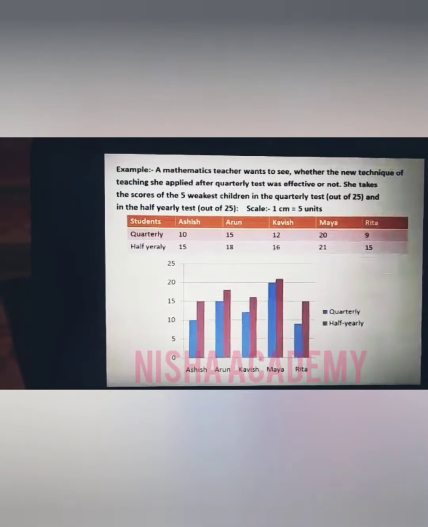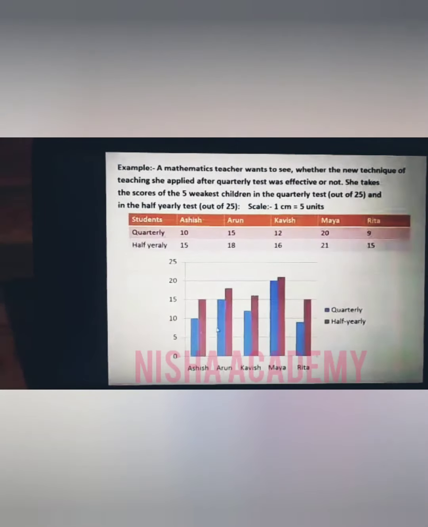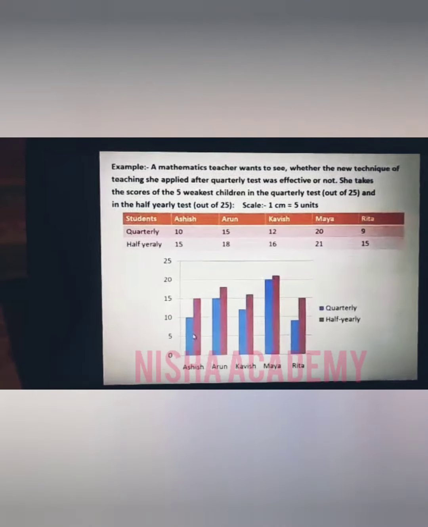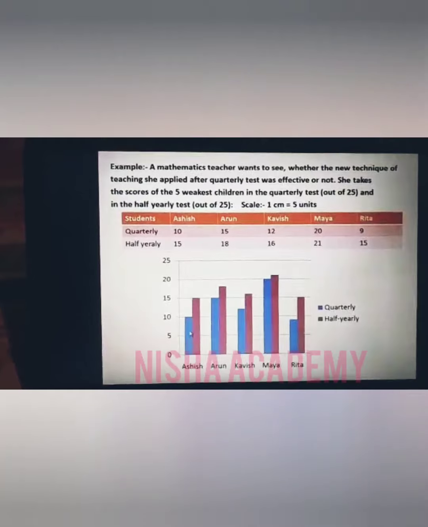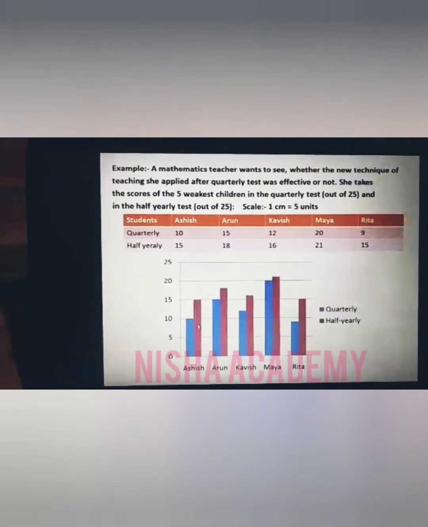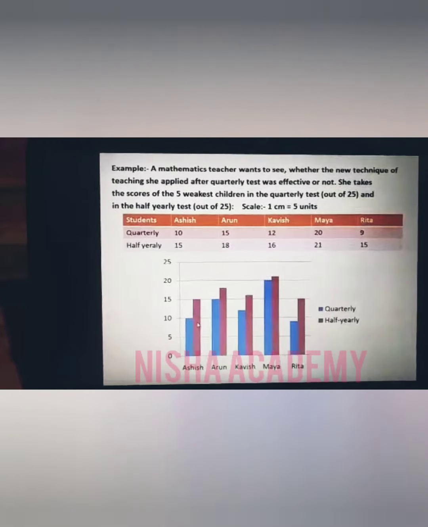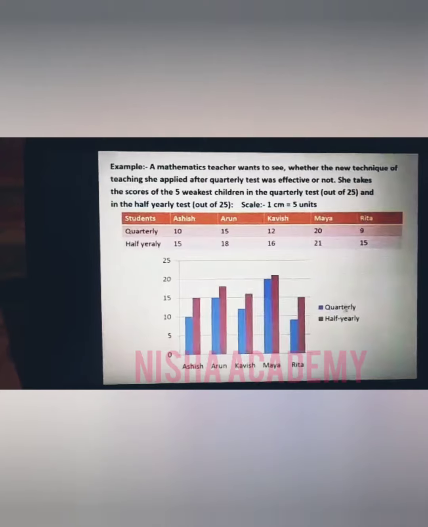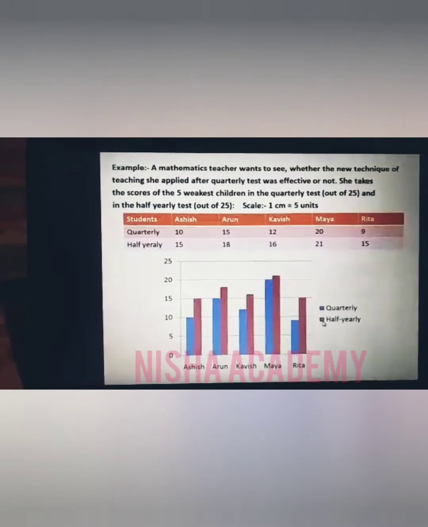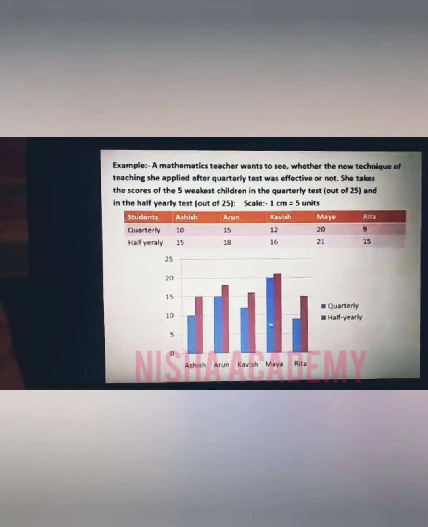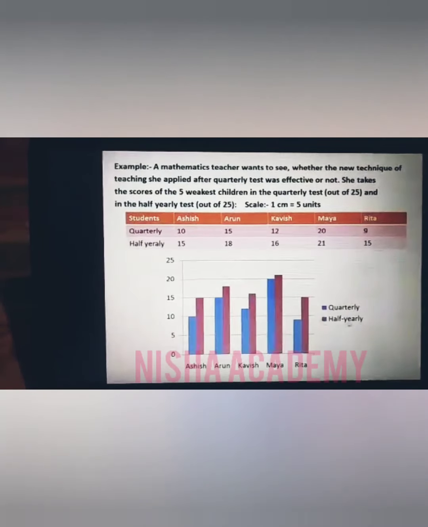Then Arun, Kavish, this way. But you have to differentiate them. Here it is represented by 2 colors. Now you cannot color it, so you can take any design in the graph. One you can keep simple, another you have to draw a design which will make it clear. And you have to represent it, like here blue color represents quarterly and pinkish color represents half yearly. Same way, whichever design you have chosen, you have to just mention here.